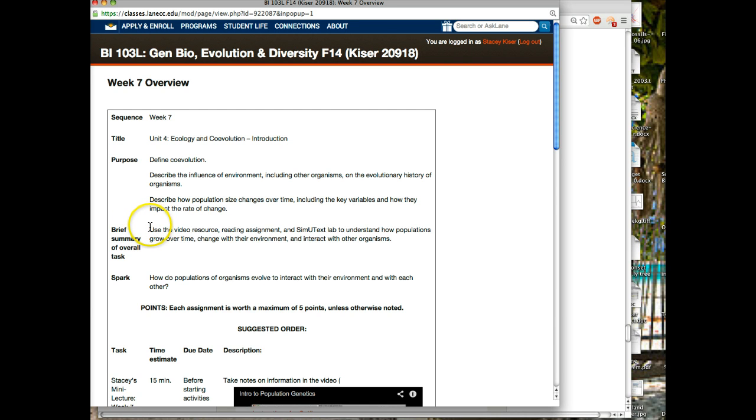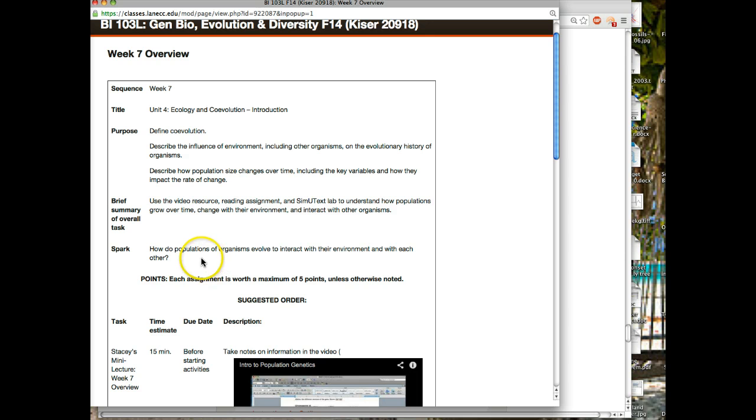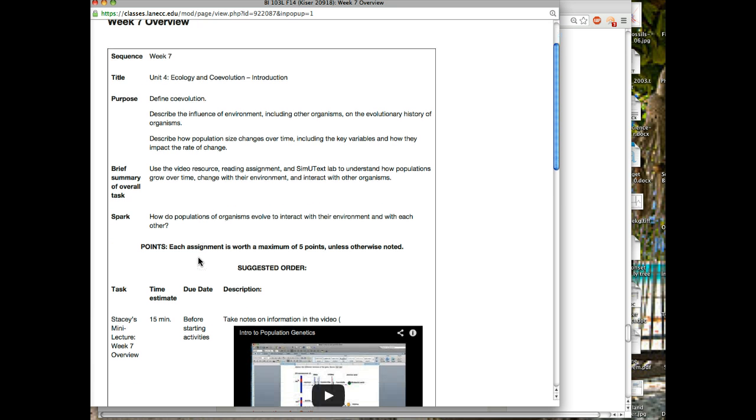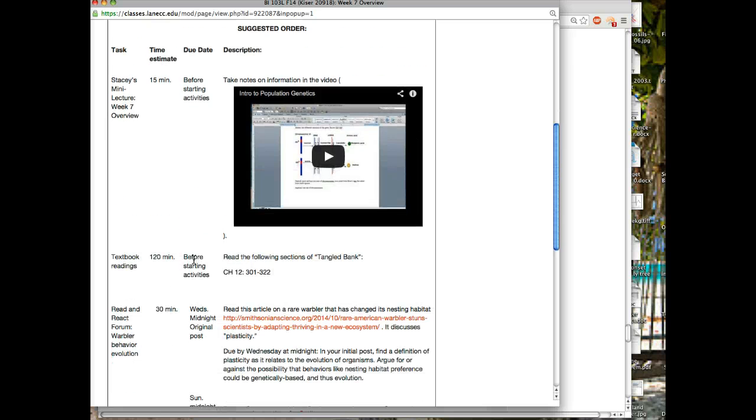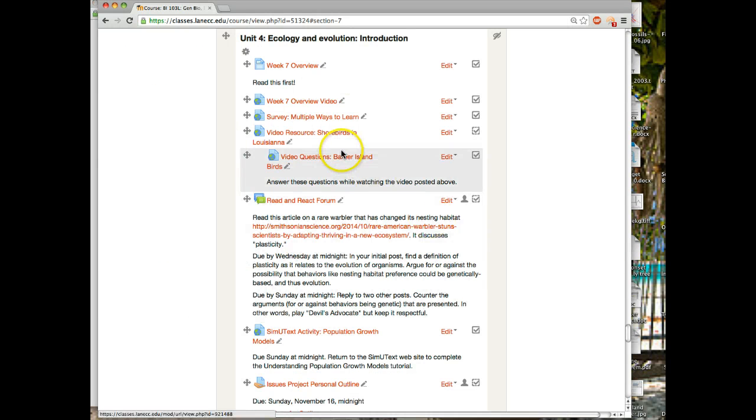So let's walk through some of the things I've got you doing this week. You've got video resources, reading assignment, a Simutext lab, which is one of the tutorial labs this time, to go over population growth models. And we have some readings in the textbook on chapter 12. And let's pop over to the overview, or to week 7 to see what's here.